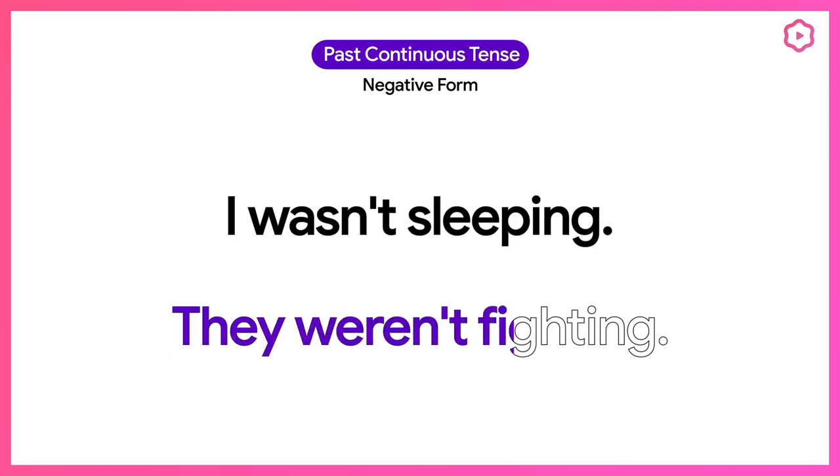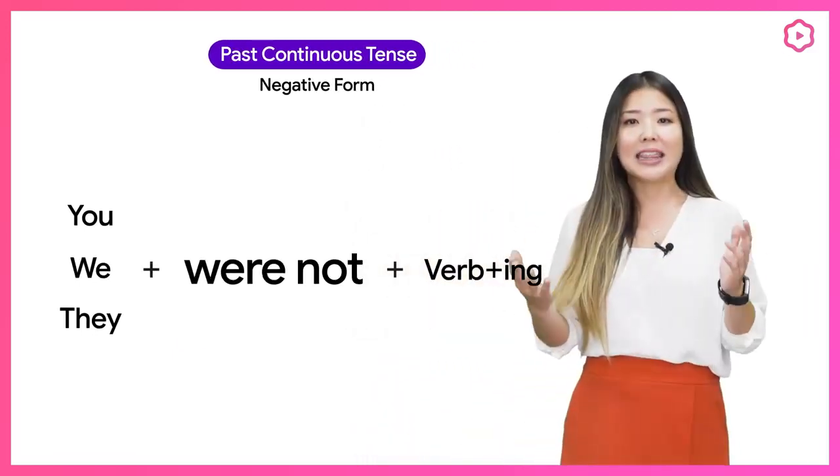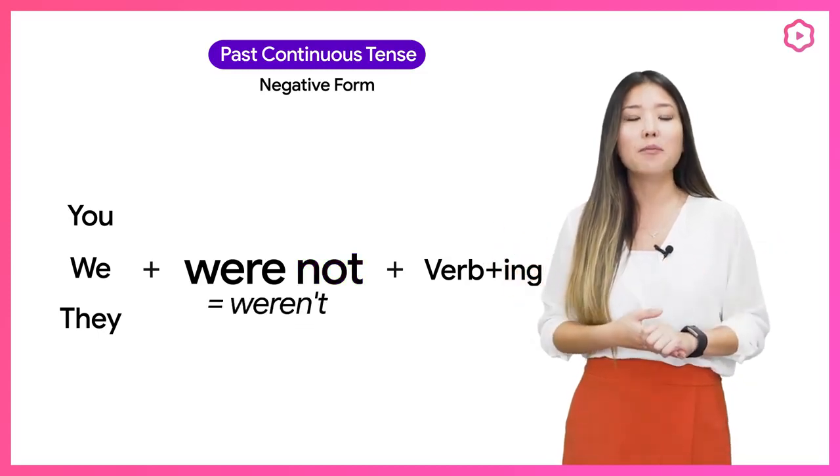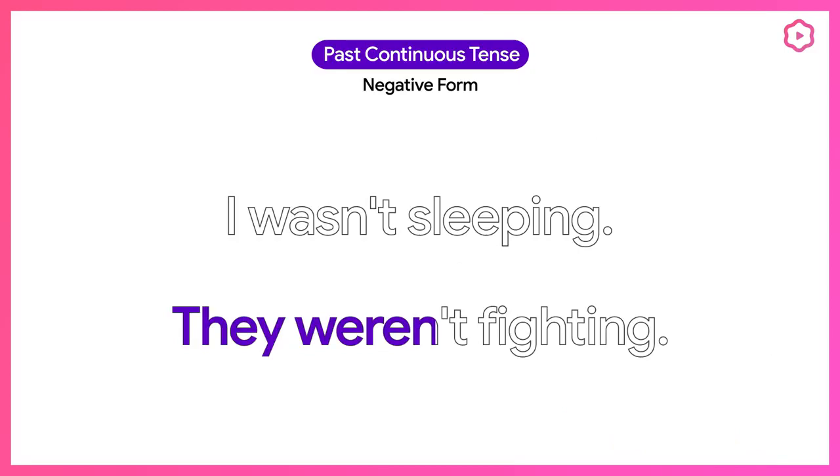The same goes for the next sentence. They weren't fighting. All we did was add not after were. Again, we used the contraction and made weren't. They weren't fighting.